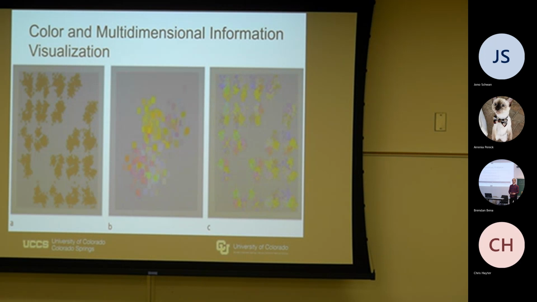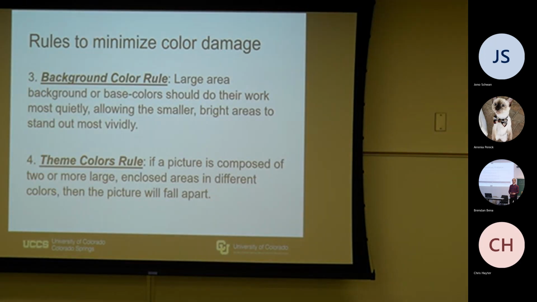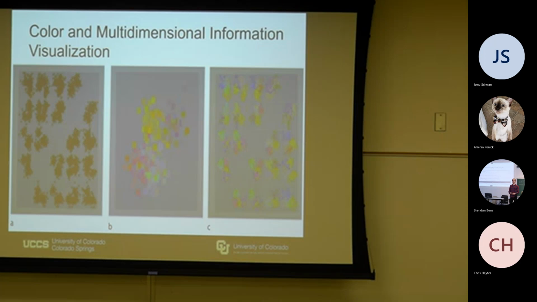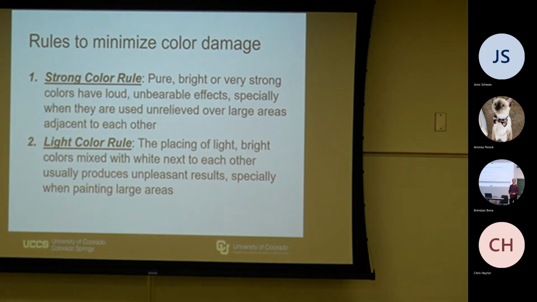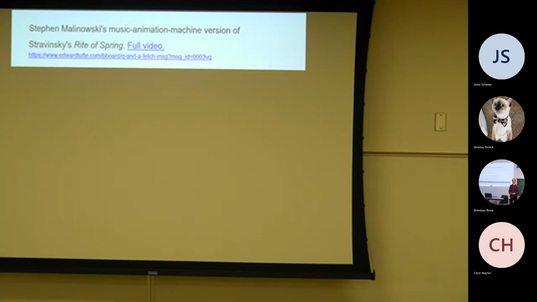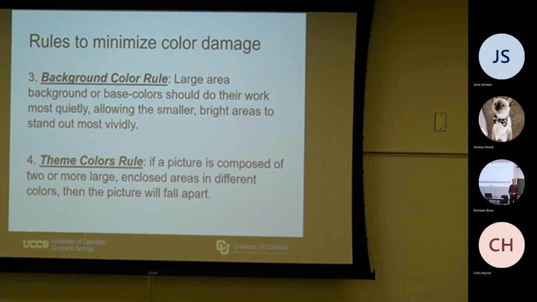Now let's go back to the rules to minimize color damage. So we went through the first 2 rules, which were the strong color and light color rules. Now we're going to go through the next 2 rules. So the third rule is the background color rule. Large areas of background or base colors should do their work most quietly, allowing the smaller, bright areas to stand out most vividly. If the former are muted, grayish or neutral, then this is going to be the best way to go with it.